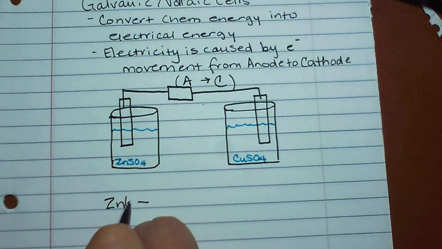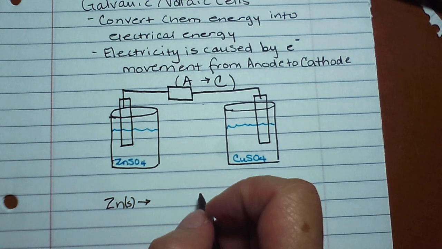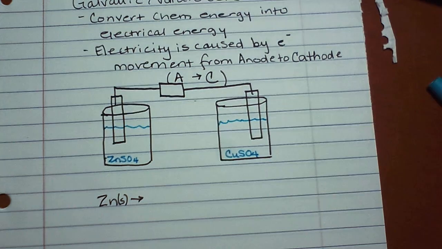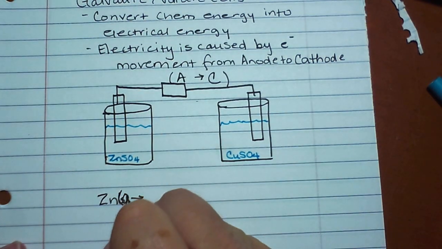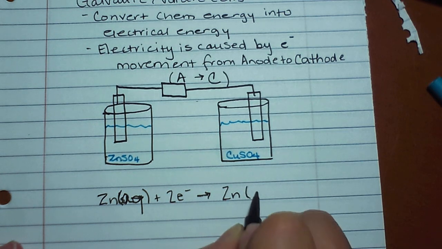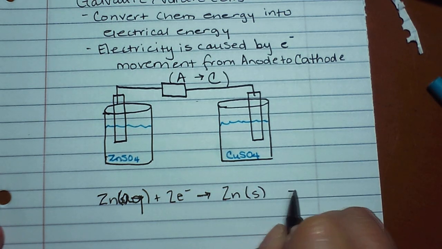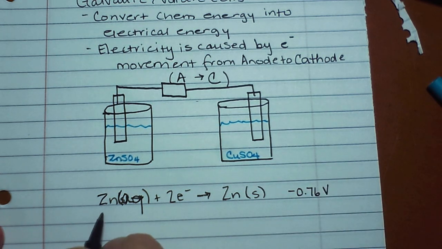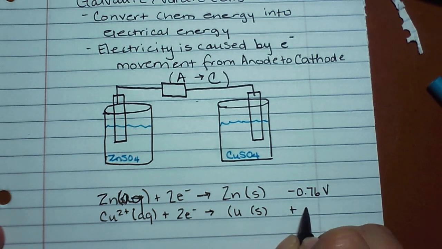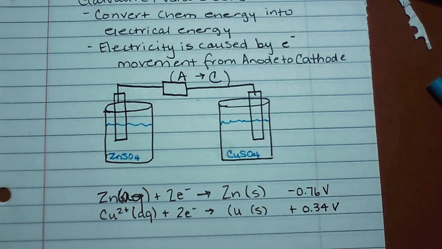So zinc, aqueous, plus 2 electrons, yields zinc, solid, and this is negative 0.76 volts, and copper 2 plus, aqueous, plus 2 electrons, yields copper solid, and that is plus 0.34 volts. Okay, so I looked them up on the chart.